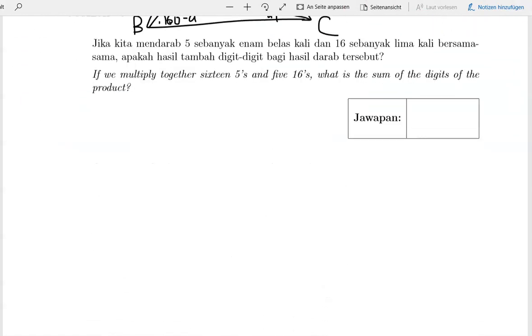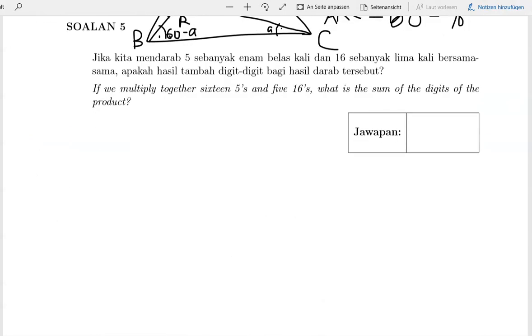Okay, question number 5. If we multiply together 16 fives and 5 sixteens, what is the sum of the digits of the product? Okay, 16 fives. So in index form, that will be 5 to the power of 16 and then times 16 to the power of 5.